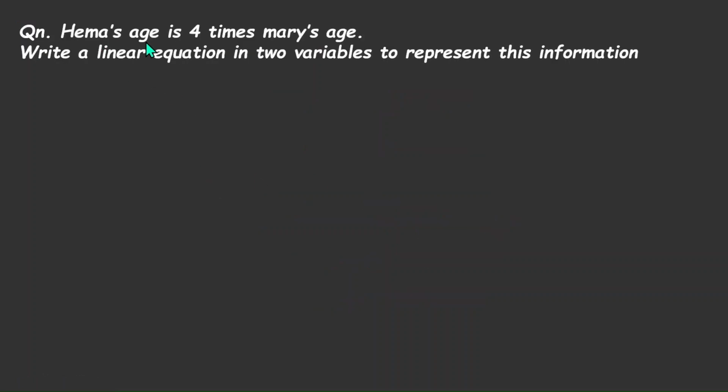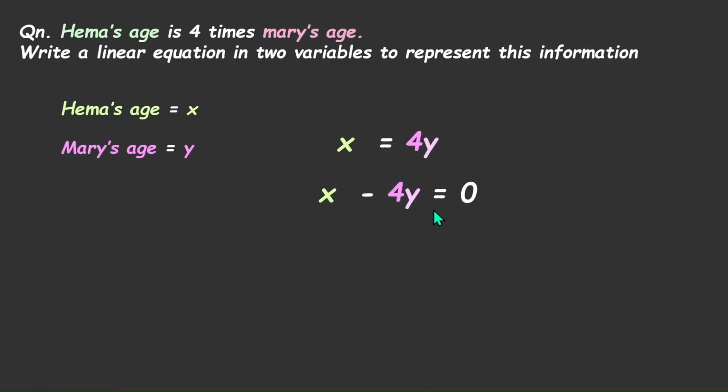So now we have a question that Hema's age is 4 times Mary's age. Write the linear equation in two variables to represent this information. So what are the variables that would be? So first, Hema's age we don't know and there's Mary's age that we don't know. So let's take them as variables. So let's say that Hema's age is x and Mary's age is y. Then the information that is given to us is that Hema's age x is equal to 4 times Mary's age, which is y. So this would be x is equal to 4y. We subtract 4y from both sides, we get x minus 4y is equal to 0.